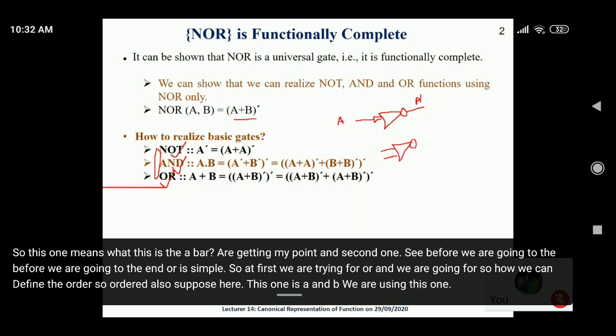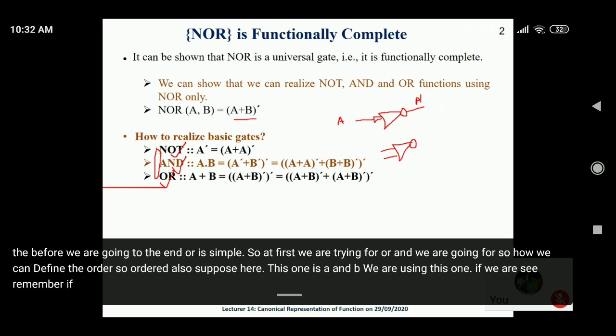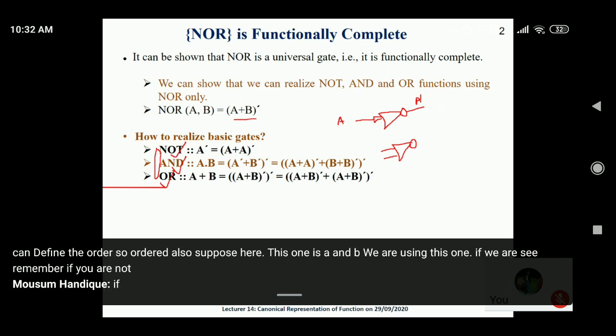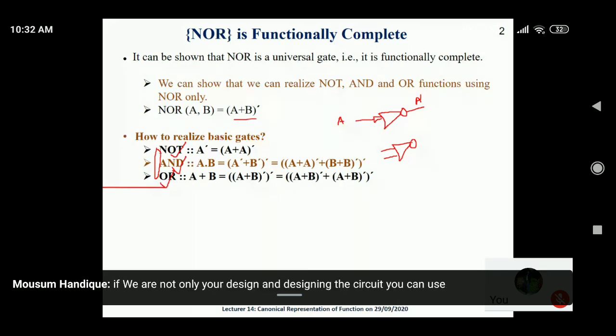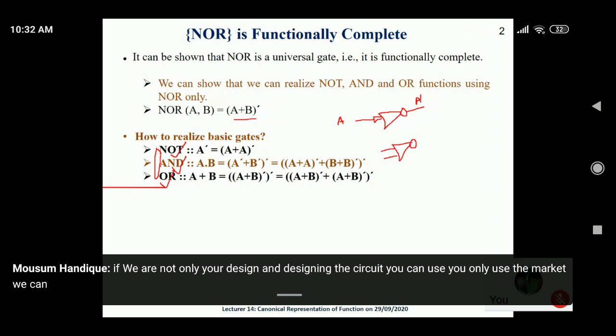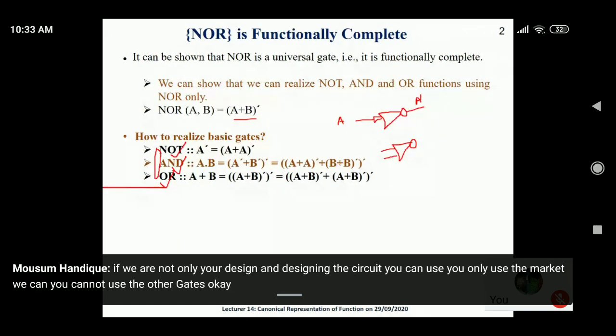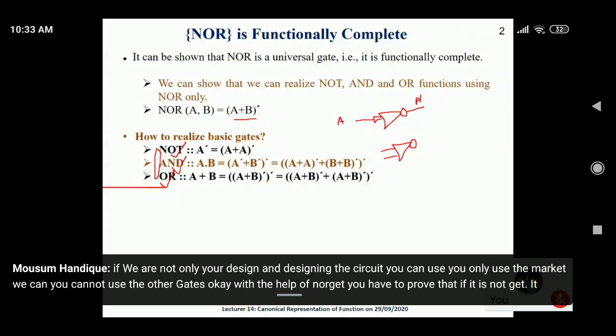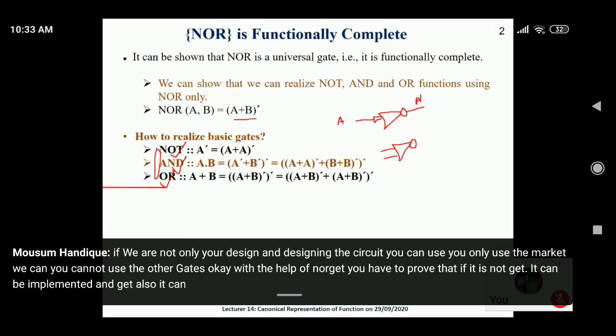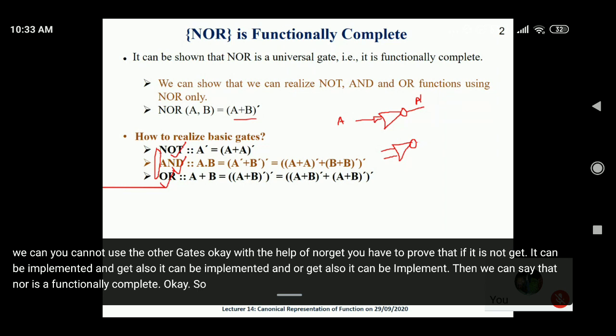If you remember, if we are going to prove that NOR is functionally complete, then when you are designing the circuit, you only use the NOR gate. You cannot use the other gates. Okay. With the help of the NOR gate, you have to prove that the NOT gate can be implemented, the AND gate can be implemented, and the OR gate can be implemented. Then we can say that NOR is functionally complete. Okay. So this one we can prove. We can design this particular way, and after that we can design this one.